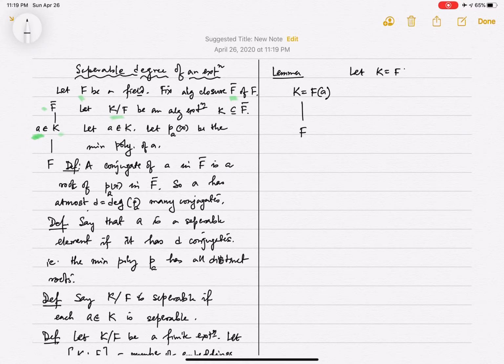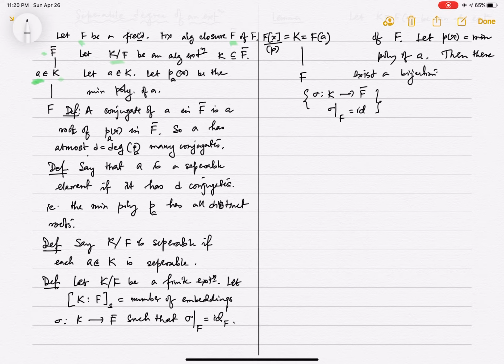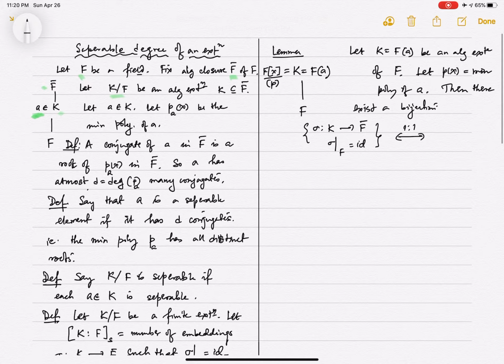Let K equal F(a) be an algebraic extension of F, and let's take the minimal polynomial of A. So then K is F[x] mod the minimal polynomial. Right. So a standard thing. Then there exists a bijection between the embeddings of K into F bar, such that sigma restricted to F is equal to identity, the things that count this separable degree, and the conjugates of A.